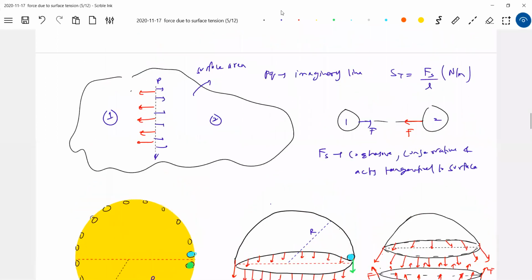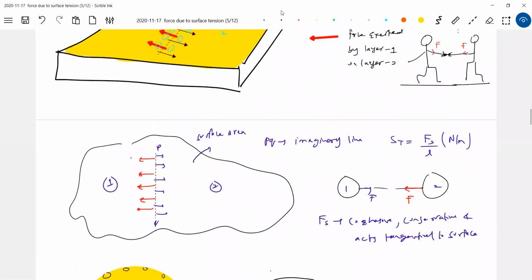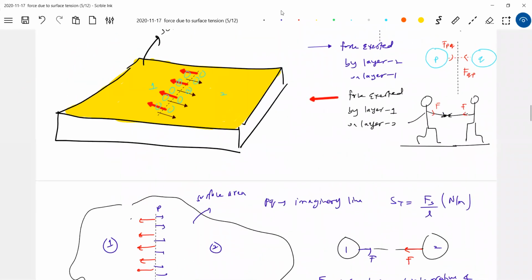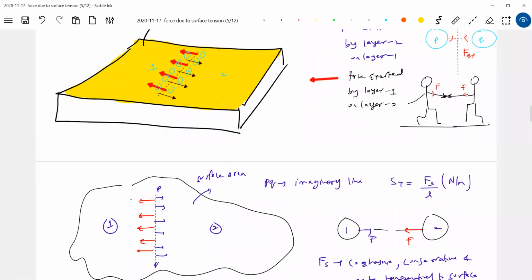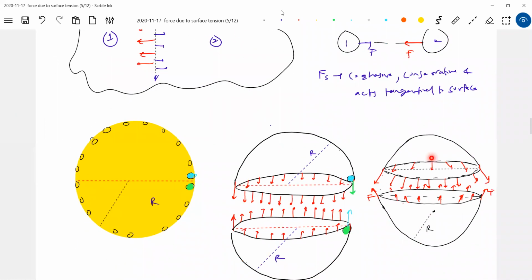If the surface film is flat, okay, if the film lies in the XY plane, tell me how the force will act. The force will be directed tangential to the XY plane. Look at the film. The film is curved here. So like this, you should identify the free surface. Hope everyone is able to understand the force due to surface tension.